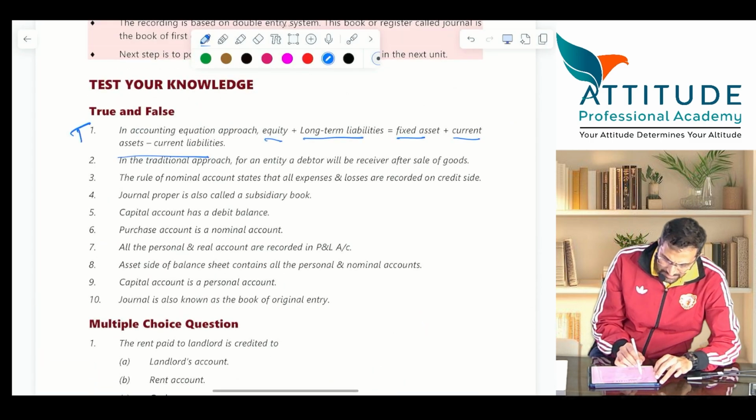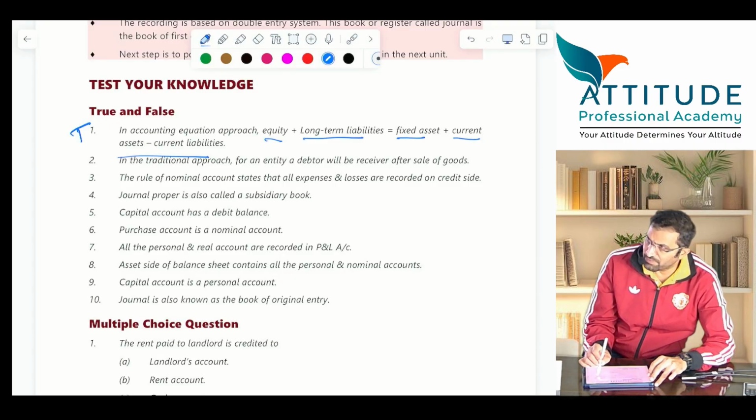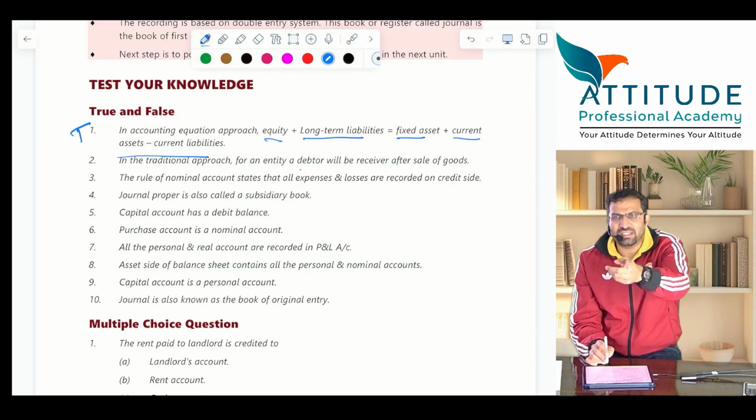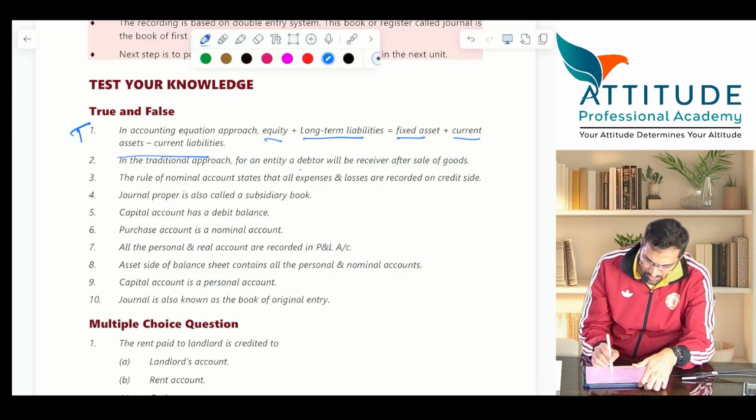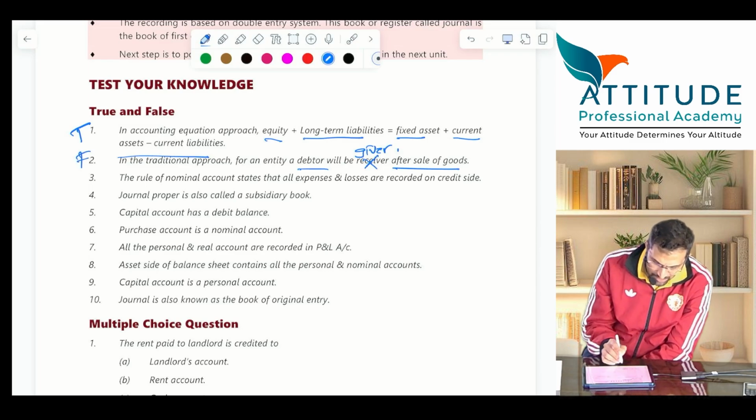Next, the traditional approach for an entity, a debtor will be the giver after sale of goods. The correct answer is giver, not the receiver. Debtor has to give the money. When you sell the goods to the debtor, debtor has to receive the money or give the money. So after the sale of goods, debtor is not the receiver but the giver of the money. Is that clear? So ये भी क्या है? False है. First one true है.